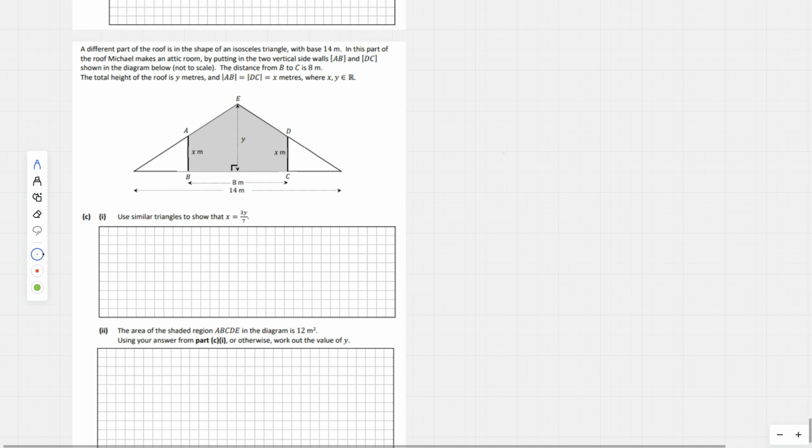So we want to use similar triangles to show that x is equal to 3y over 7. Okay, so similar triangles to show that x is equal to 3y over 7. Okay, so we want to draw this triangle out. So this will be x. And then we want to extend this one here. This will be our bigger triangle.